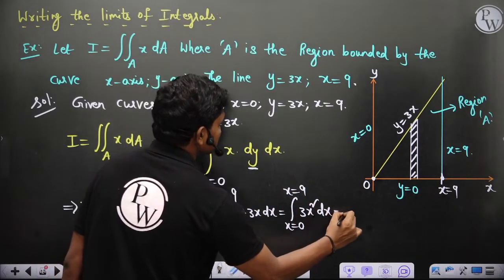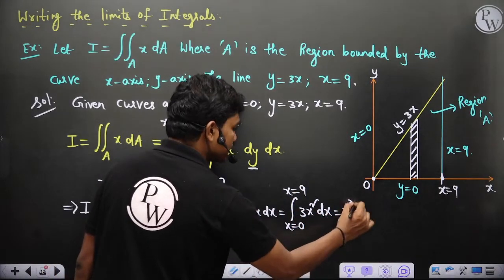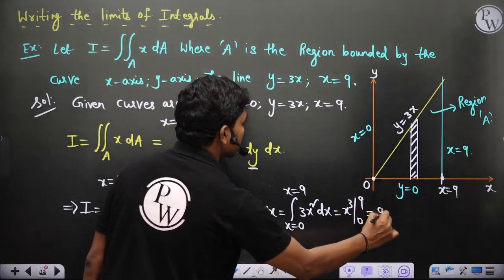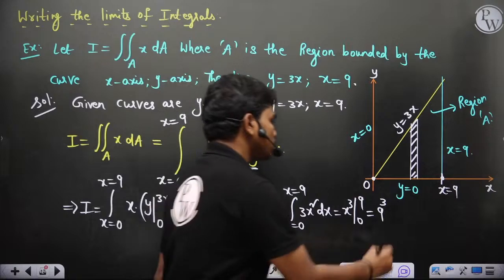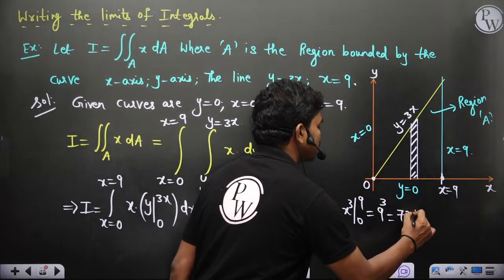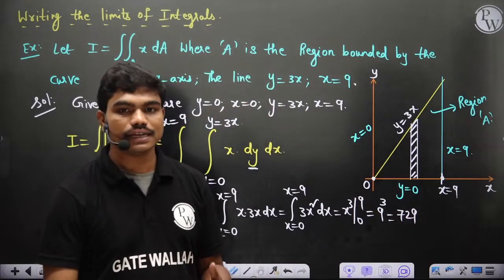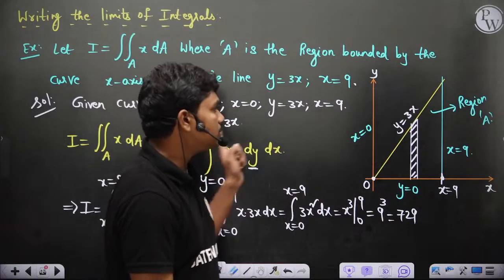So this integration is x cubed, from 0 to 9. So this is 9 cubed. What is 9 cubed? 81 times 9, so 729. That's all. Correct? So 729 is the value of this particular integral in this case.